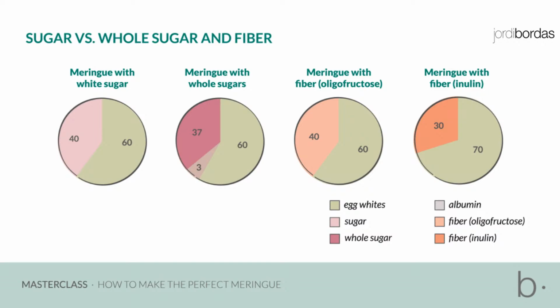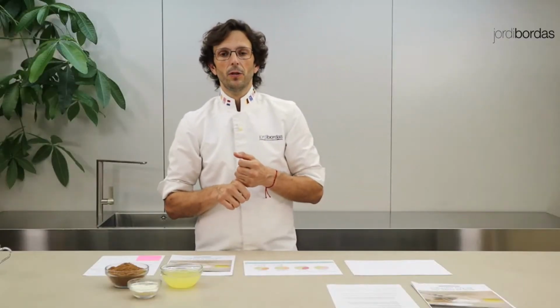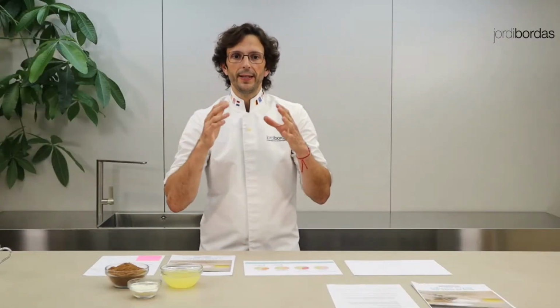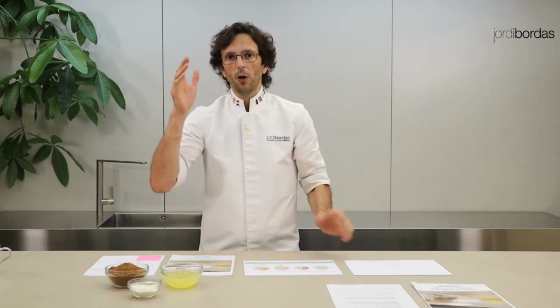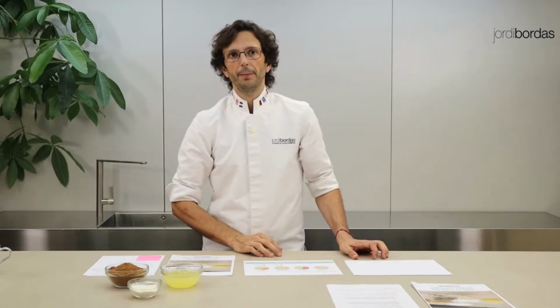Then we have the second meringue, which is a meringue with whole sugars. Why is this meringue with whole sugars interesting? Because in general, when we work with white sugar, we don't have any vitamins and minerals. And I think that if there is something interesting in pastry, it is that first, we can reduce sugars. This is something that we completely explain in our course, how to reduce sugars in the recipes.